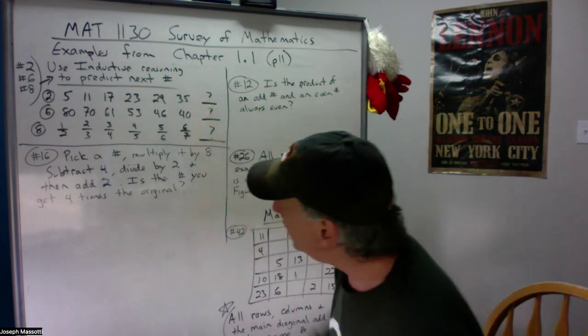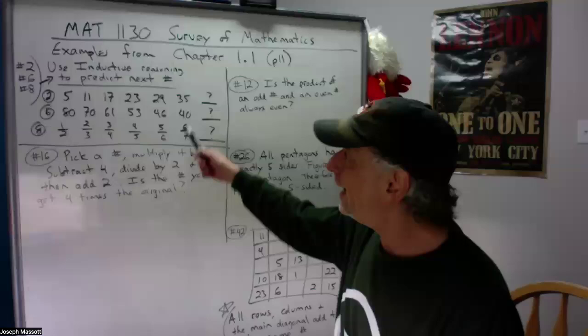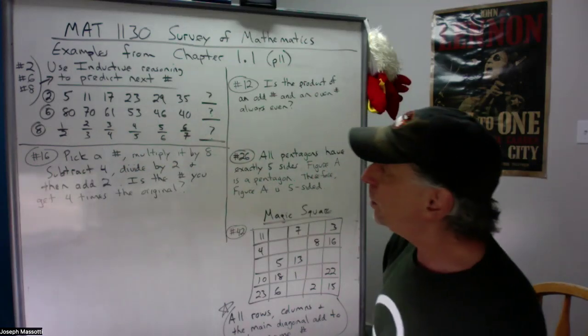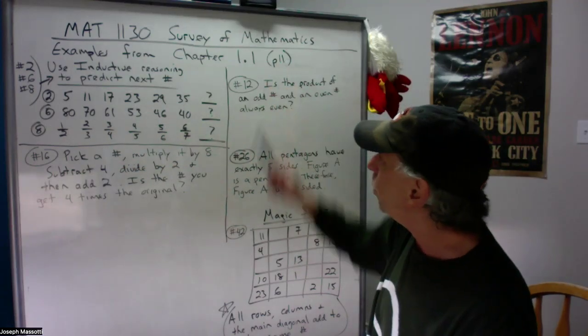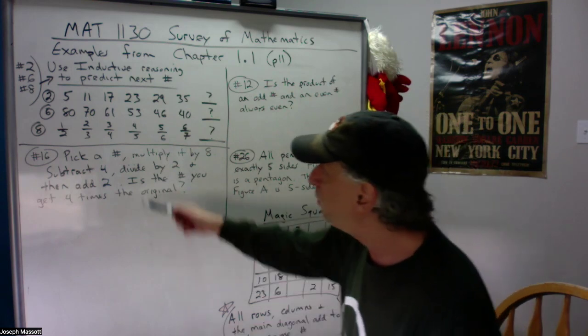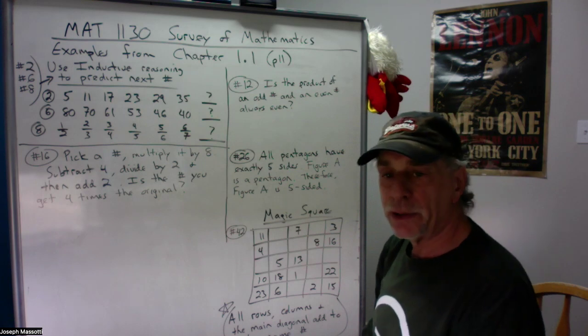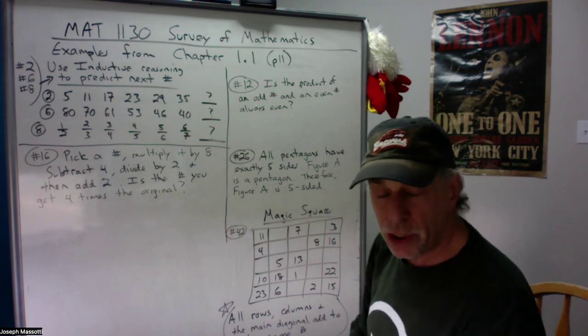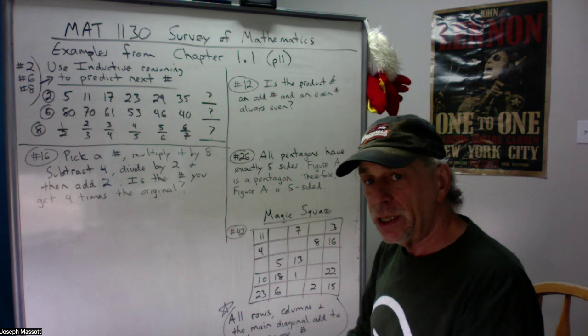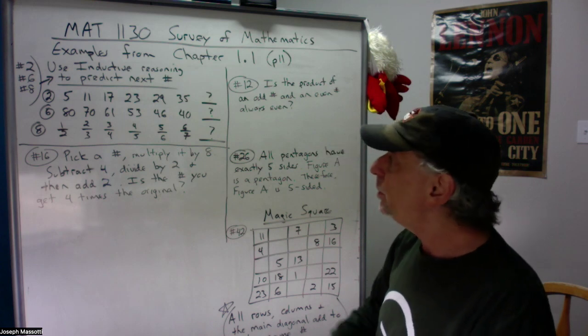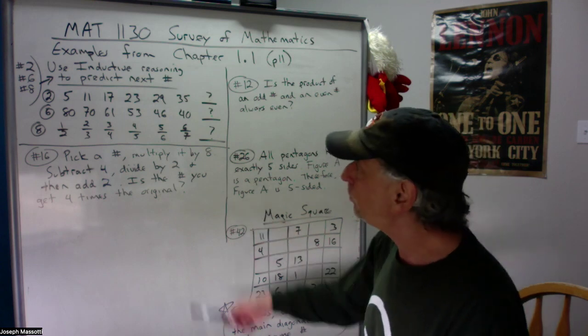All right, so when it says to use inductive reasoning to predict the next number in a list of numbers, this is chapter 1.1 on page 11 of your book. I'm going to do some of the even numbered problems. Your homework assignments are generally odd numbered problems so that you can check the answers in the back of the book. So these will serve as examples.